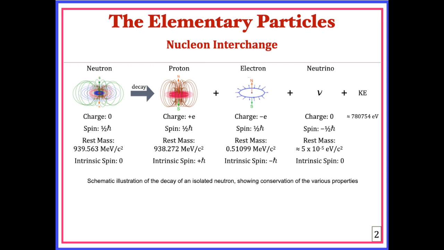The -1/2 h-bar neutrino means it spins in the opposite direction to the electron. It is an anti-electron neutrino. And that whole process is a normal radioactive decay by beta emission.